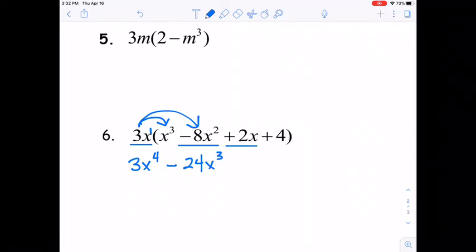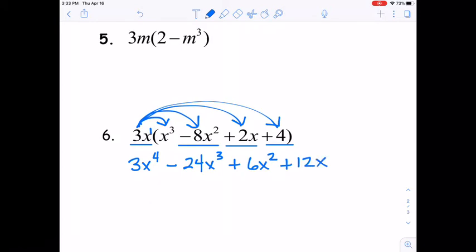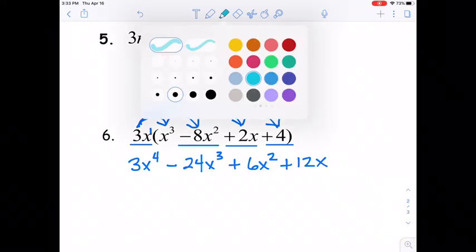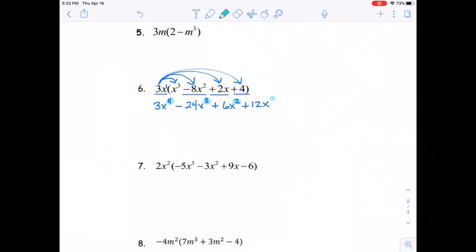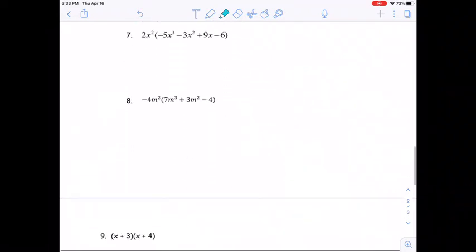Now I'm going to go to the next term, 3x times a positive 2x. 3 times 2 is positive 6. X times x is x squared. And then I have my last term, 3x times positive 4. 3 times 4 is 12. And I still have that x that I multiplied it by. Notice it's already in standard form. I'm going from the highest exponent down to the lowest. 4, 3, 2, 1. So I don't have to change my order at all. You guys try number 7 and number 8.